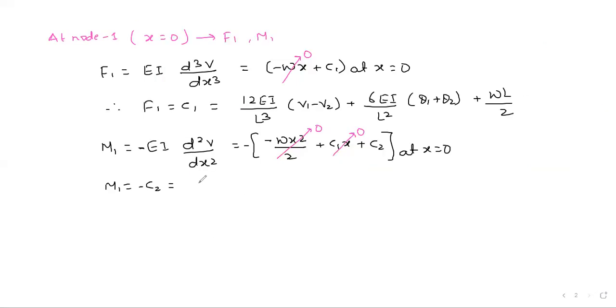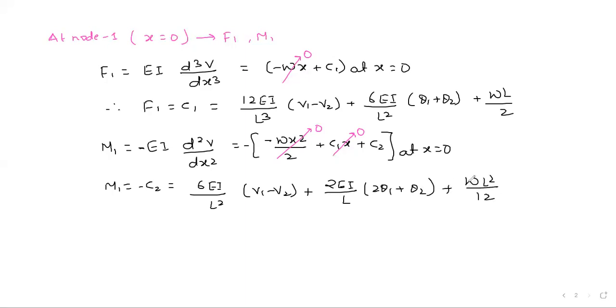So here it will be 6 EI upon L square into (V1 minus V2) plus 2 EI upon L into (2 theta 1 plus theta 2) plus WL square upon 12. This is our F1 value, and this is our M1 value.